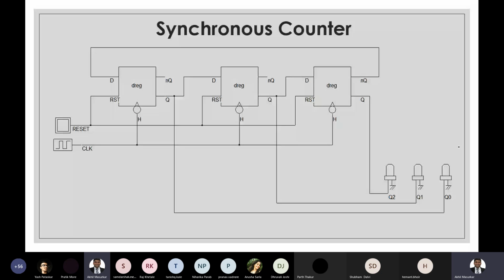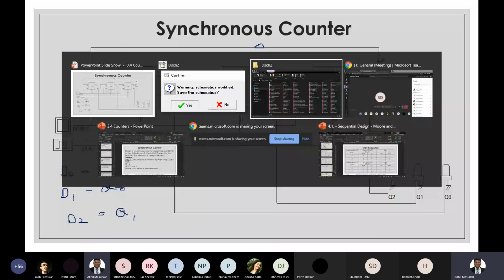So here we have D0, D1, D2, Q0, Q1, Q2. This is Q2 bar. So now I am connecting Q2 bar. So D0 is equal to Q2 bar. D1 is equal to Q0. That's the only change. So I'll just run this for you.